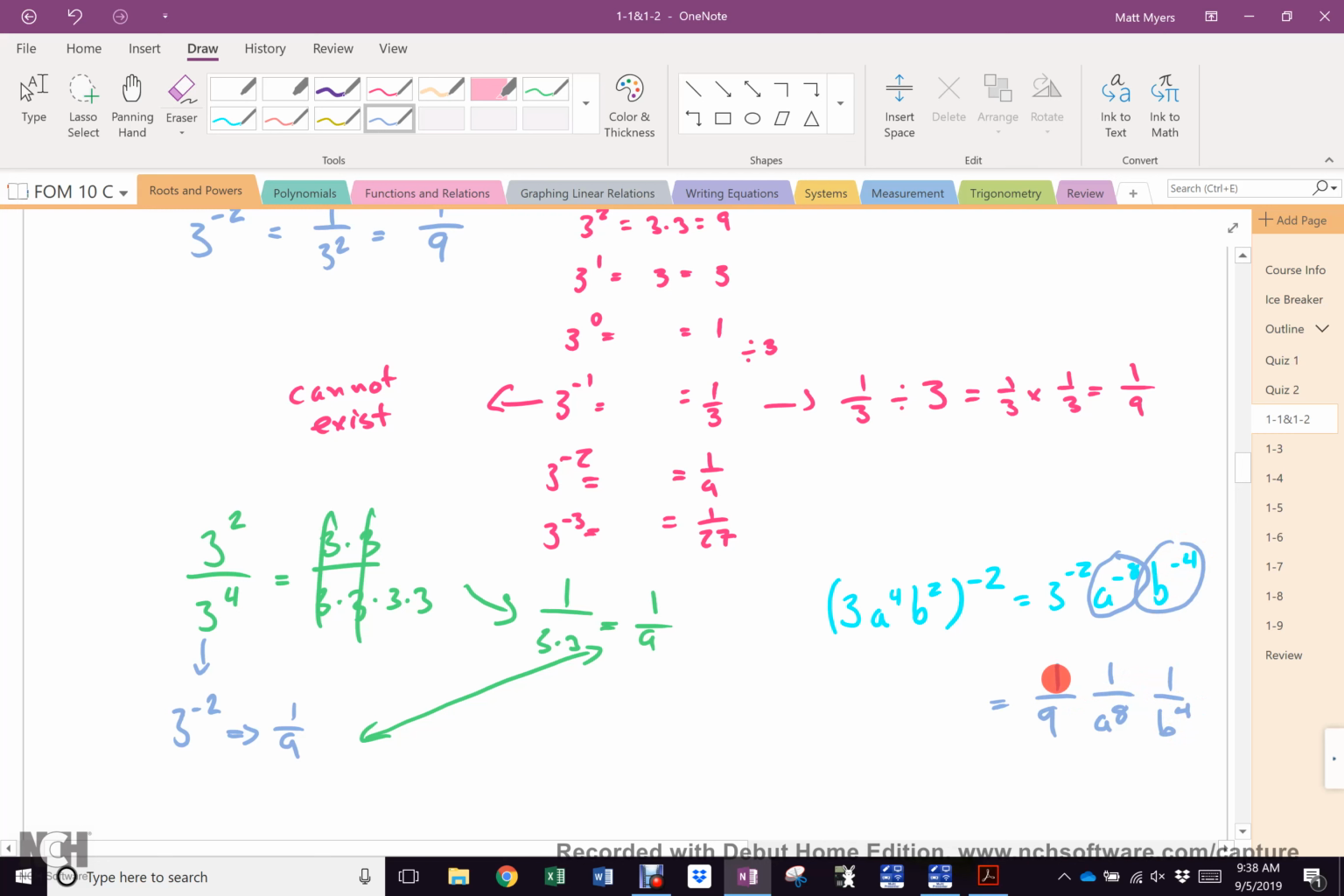You would write 3 1s there? Oh yeah, you're right. What would you write, Gersil? 1 over 9a to the 8 b to the 4. Is everybody cool? Yeah? Okay.